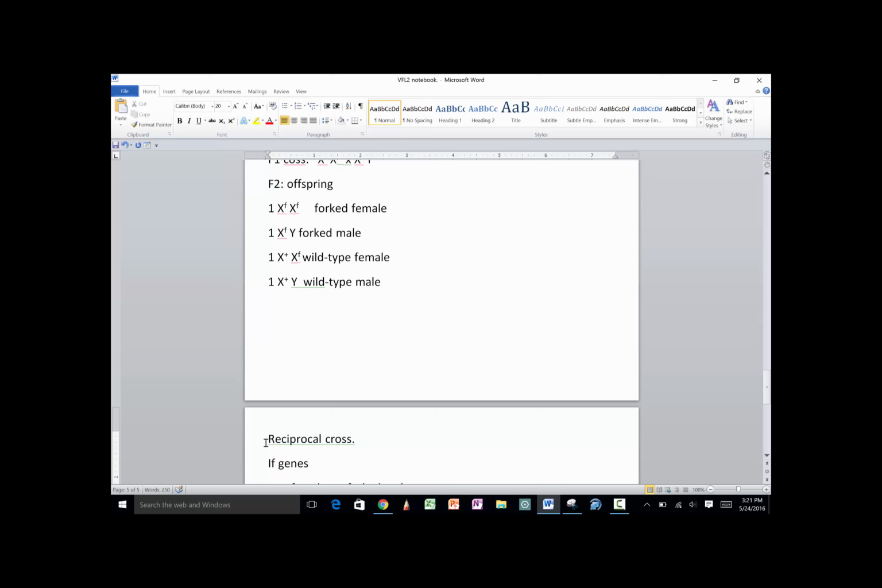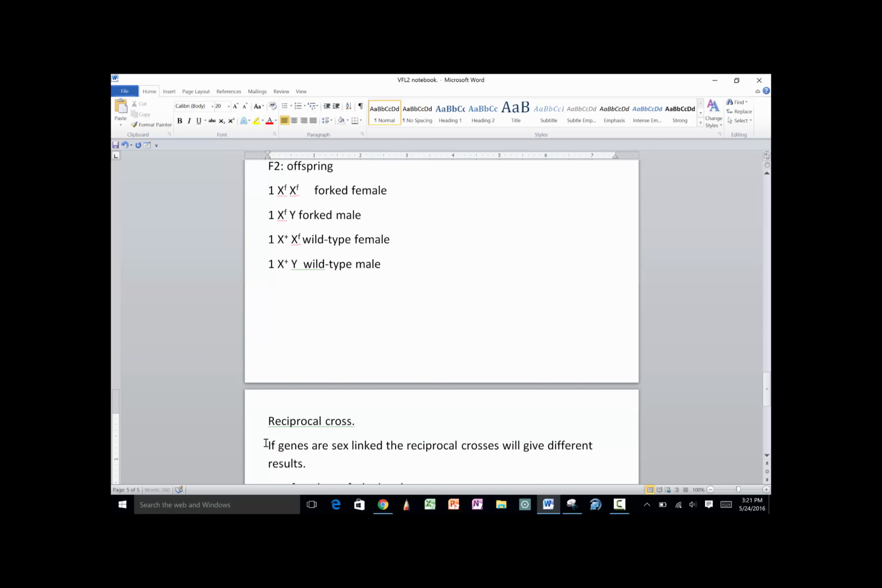If genes are sex linked, the reciprocal crosses will give different results. So if we took an ebony female cross to wild type, we're going to get all wild type, 3-to-1 ratio. If we switch it around and use a wild type female and an ebony male, all wild type, 3-to-1 ratio.